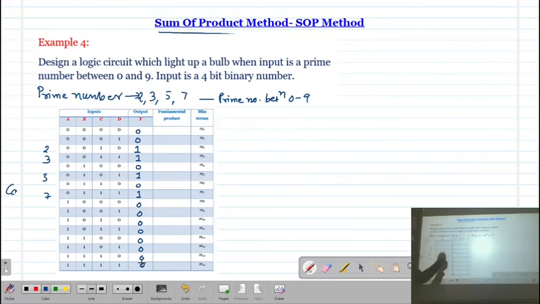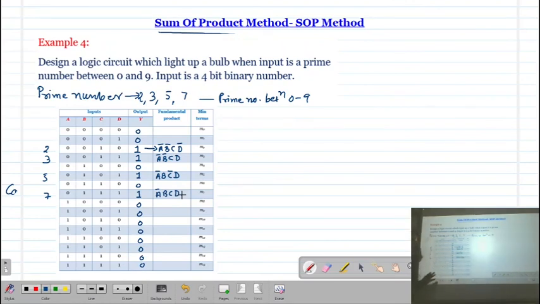Now, in the truth table, wherever your output is high, for that you write the fundamental product. So, here is the fundamental product. A is 0, B is 0. So, I have to take the complement of these. So, it is A bar, B bar, C is 1, as it is, and D is 0. So, take the complement: A bar, B bar, C, D bar. Then, for the number 3, A bar, B bar, C and D. For the number 5, the fundamental product is A bar, B, C bar, D. And for number 7, it will be A bar, B, C and D.